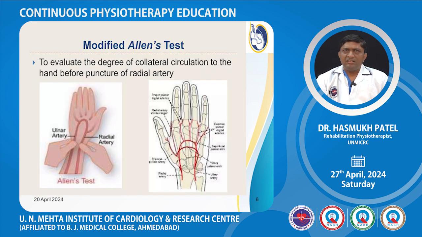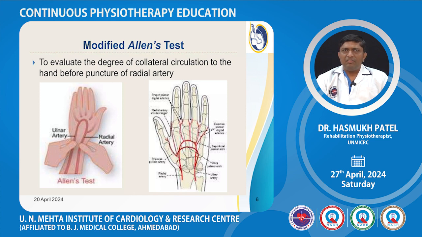Modified Allen test. It is a test to evaluate the degree of collateral circulation to the hand before puncturing the radial artery. If we are puncturing the radial artery, we first have to do the modified Allen test. In that test, we ask the patient to make a fist. Then we palpate the ulnar artery and radial artery and give equal pressure on both arteries. Then we ask the patient to open the fist and slowly remove the pressure on the ulnar artery.